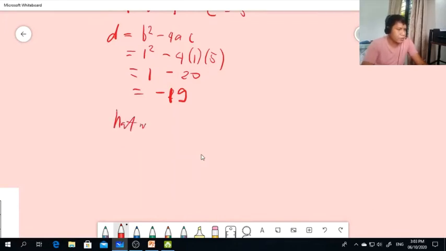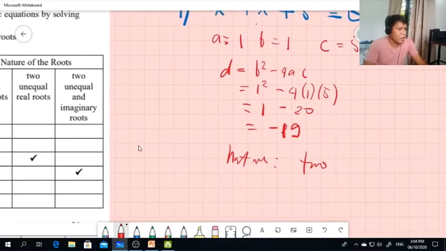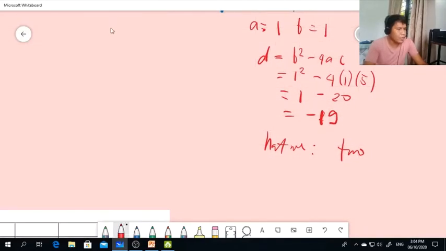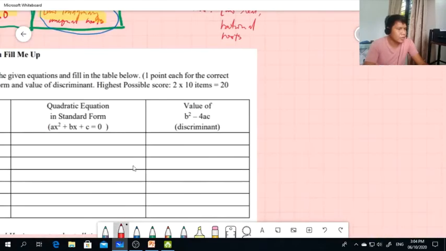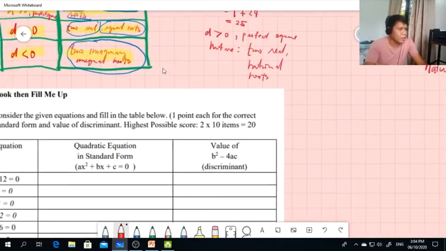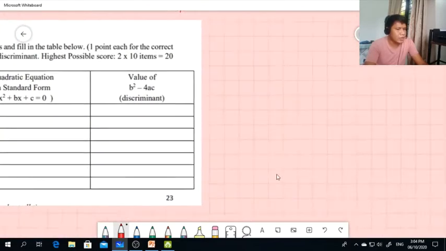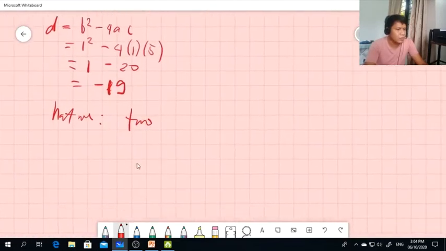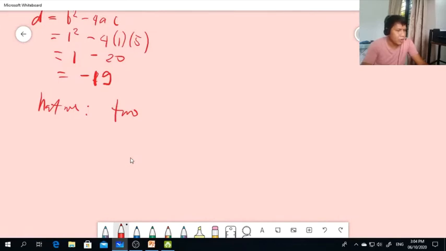Therefore, the nature of the roots of the quadratic equation is actually two unequal and imaginary roots. Let's look at the definition there. Okay, your discriminant is less than 0, so there are two unequal imaginary roots.